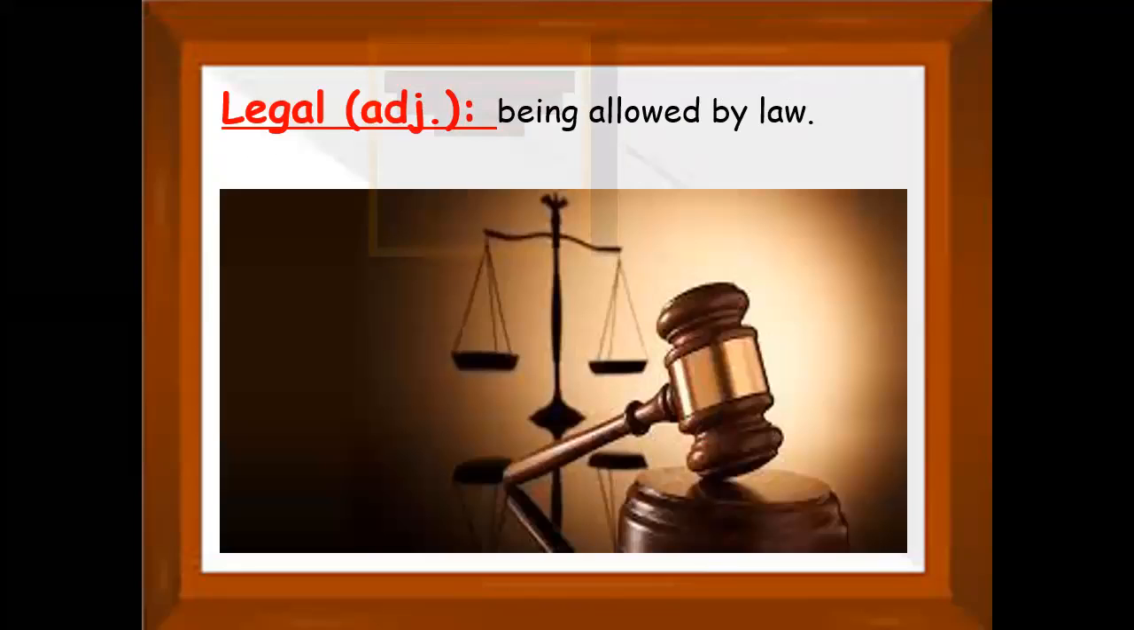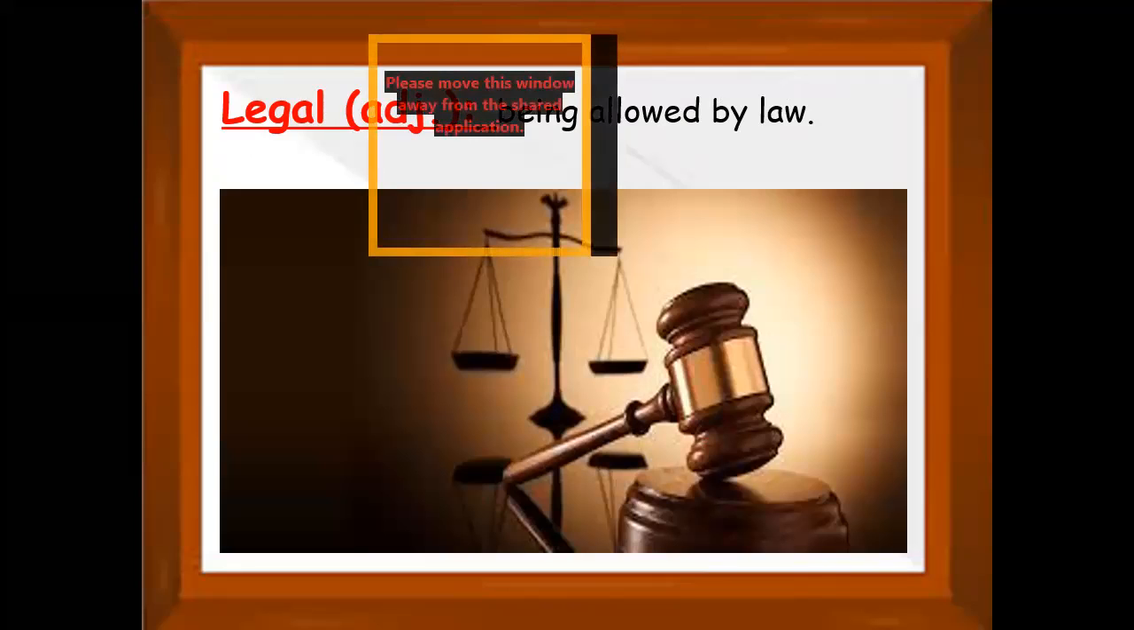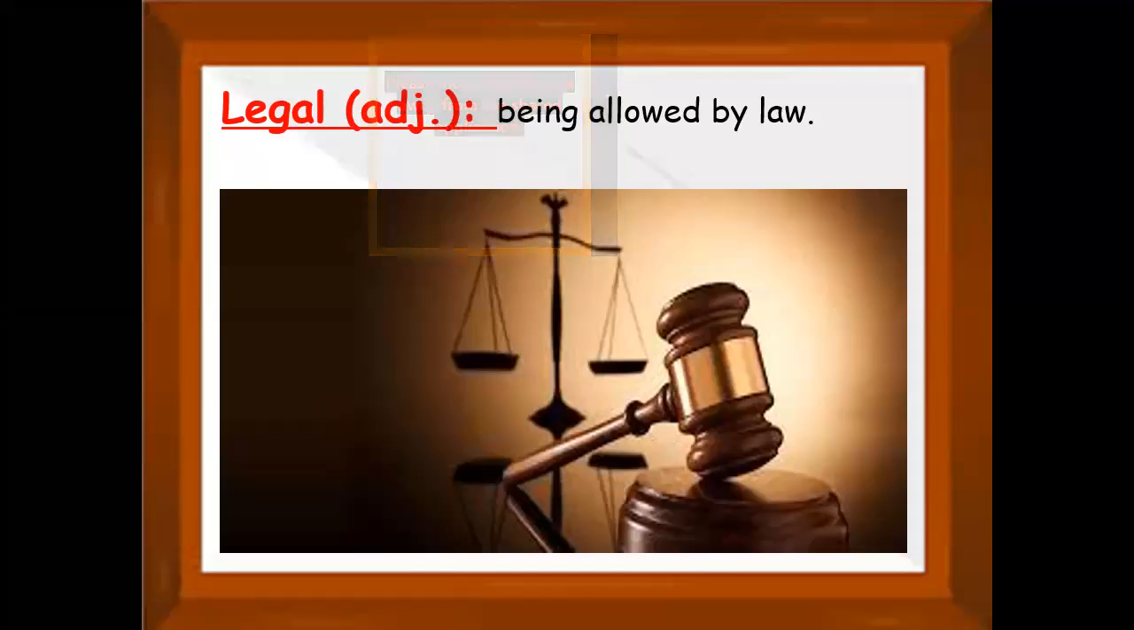Then we have the word legal. Legal means being allowed by law. Driving at a limited speed is legal, but killing people is illegal, an illegal action. So the opposite of legal is illegal. Legal means allowed or accepted by law, but illegal is against the law. What do we mean by the law? The rules that each society has. Okay?